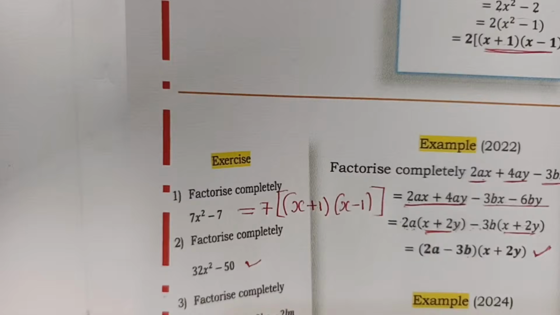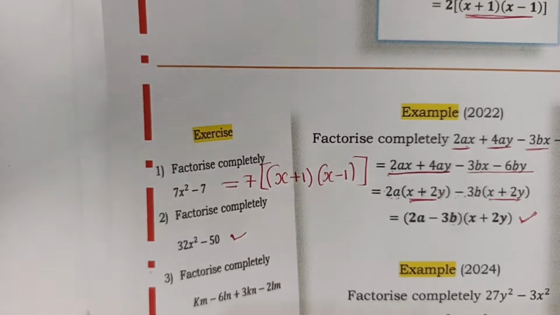Let me see the answer that you've gotten. What is the answer for question 2? Under exercise, factorize completely 32x squared minus 50. I can see people started bringing in answers. The first one is from Arnold Silimba.